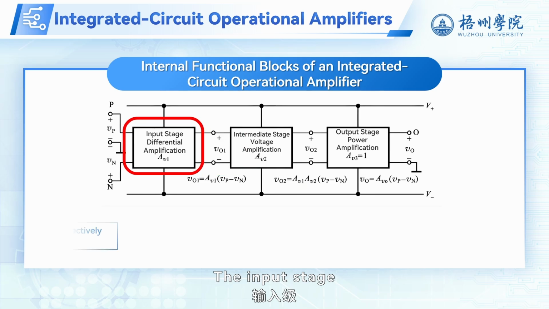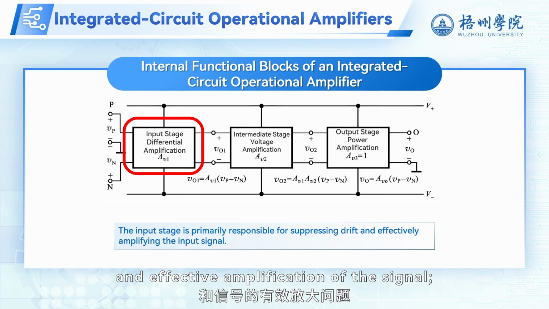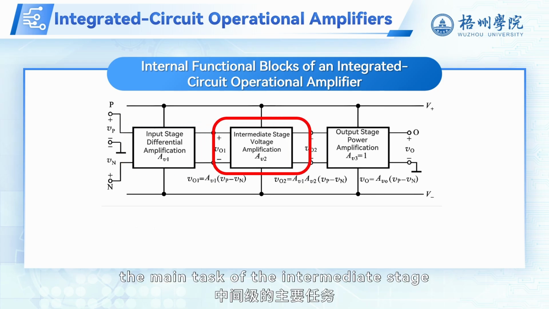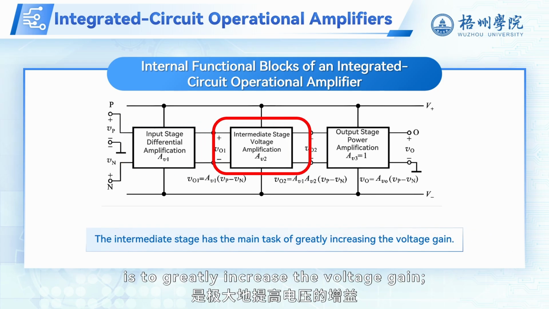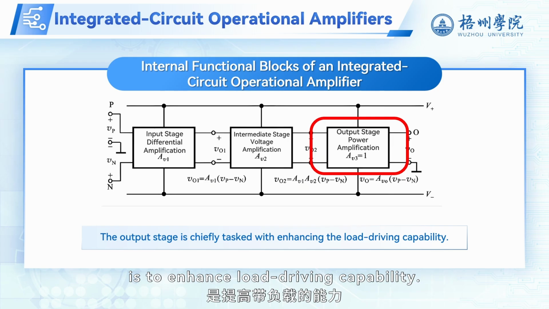The input stage primarily addresses drift suppression and effective amplification of the signal. The main task of the intermediate stage is to greatly increase the voltage gain. The main task of the output stage is to enhance load driving capability.